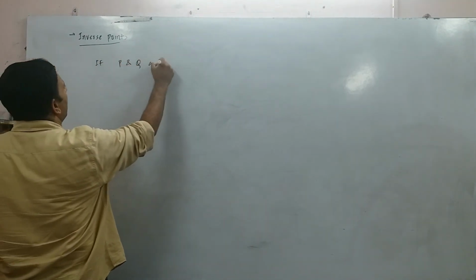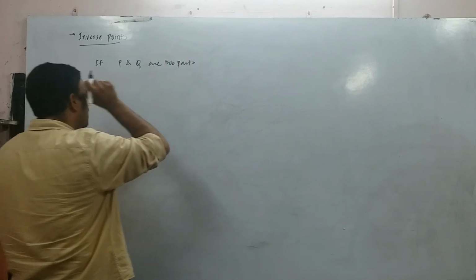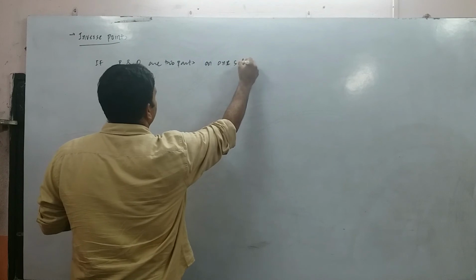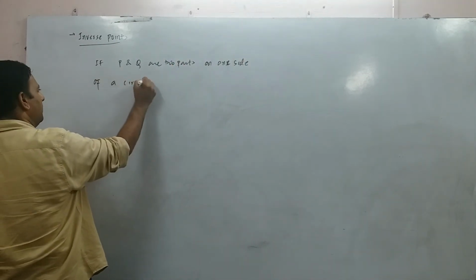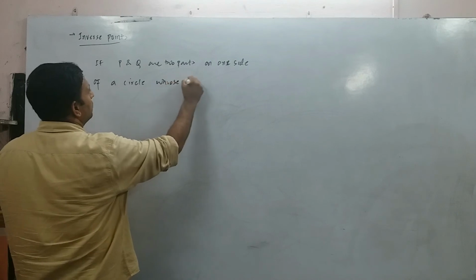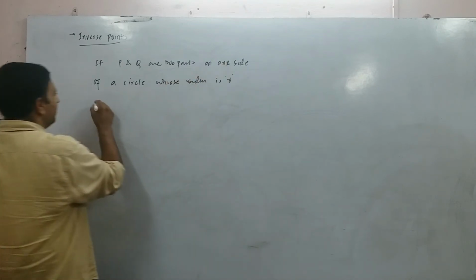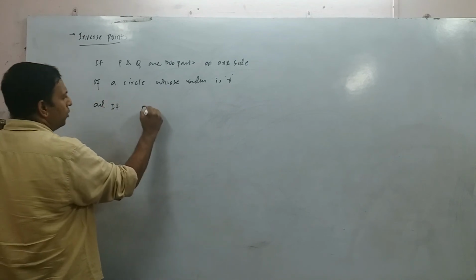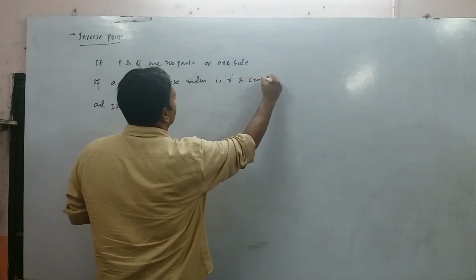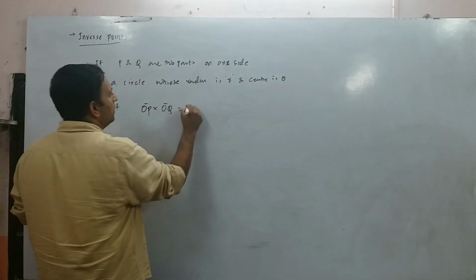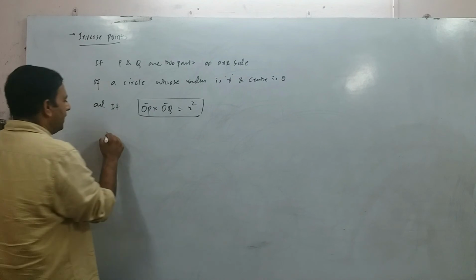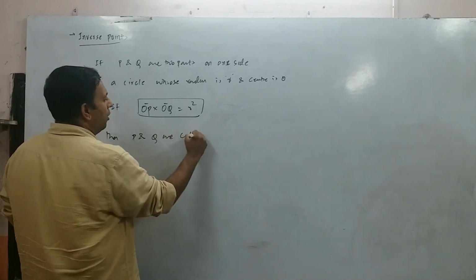If P and Q are 2 points on one side of a circle whose radius is r and center is O, and if OP into OQ is equal to R square, means OP length you find, OQ length you find, and if that is nothing but R square, then P and Q are called inverse points.